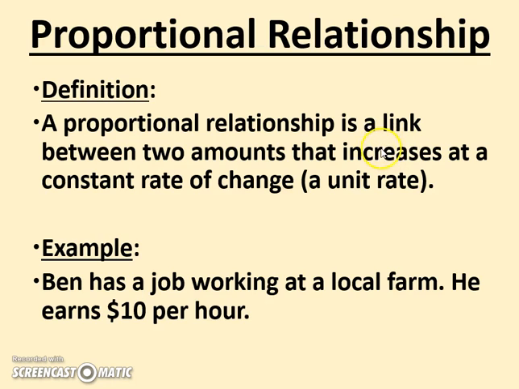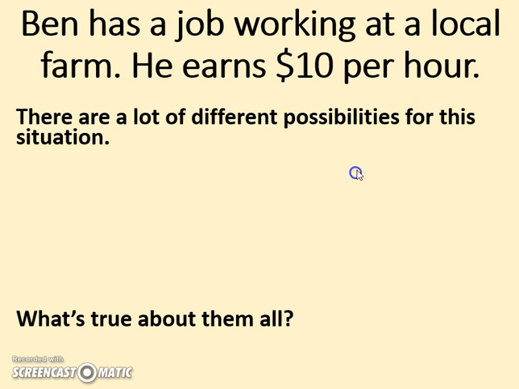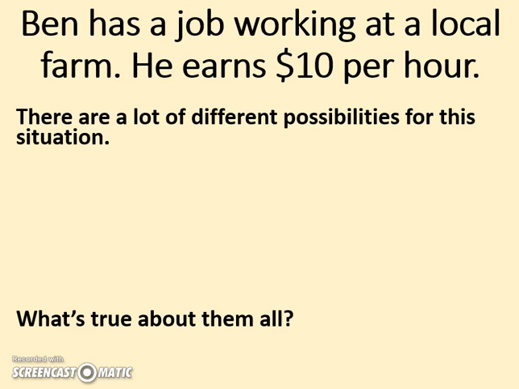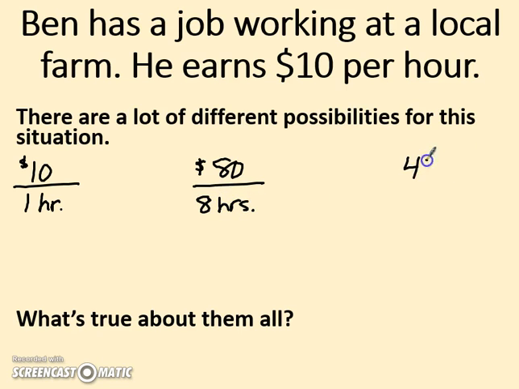Ben has a job working at a local farm. He earns $10 per hour, and we've talked about how $10 in 1 hour is the constant of proportionality. But there's a lot of different possibilities for this situation. For example, it could be $10 in 1 hour, or it could be $80 in 8 hours, or it could be $40 in 4 hours, or any other combination that does what? Reduces to the constant of proportionality.